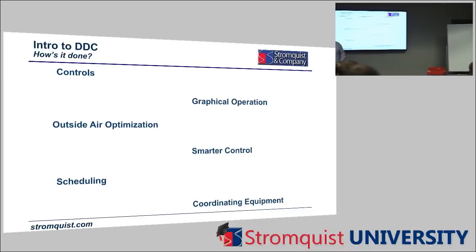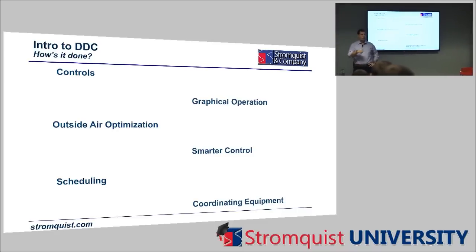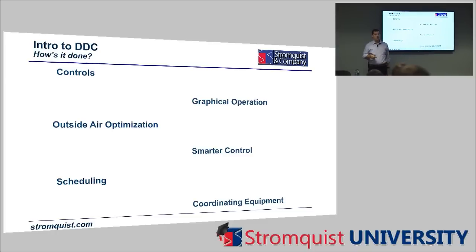But that graphical system, we can set it up that it's going to say, hey, boom, something's off. This went bad right now, or something's not working. The controller up here is bad, whatever. So you can actually get ahead of the game and go fix something or start working on something before your tenant ever even knows that there is an issue, right? Graphics are the greatest thing about a DDC building automation system. We talked about coordinating equipment and smarter control.